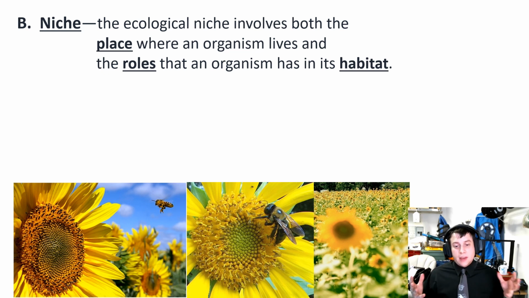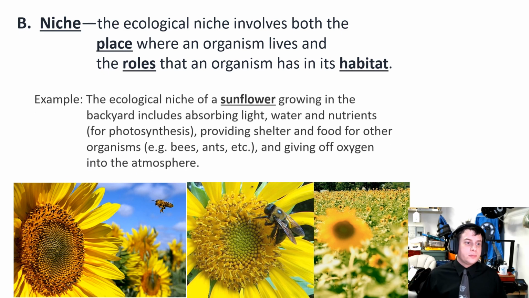So if you have a specific flower that's only pollinated by one type of insect, that flower does not have to compete for pollination, and that insect does not have to compete with other insects to get the nectar from that flower. Those are ways that you can have that partitioning of a resource.